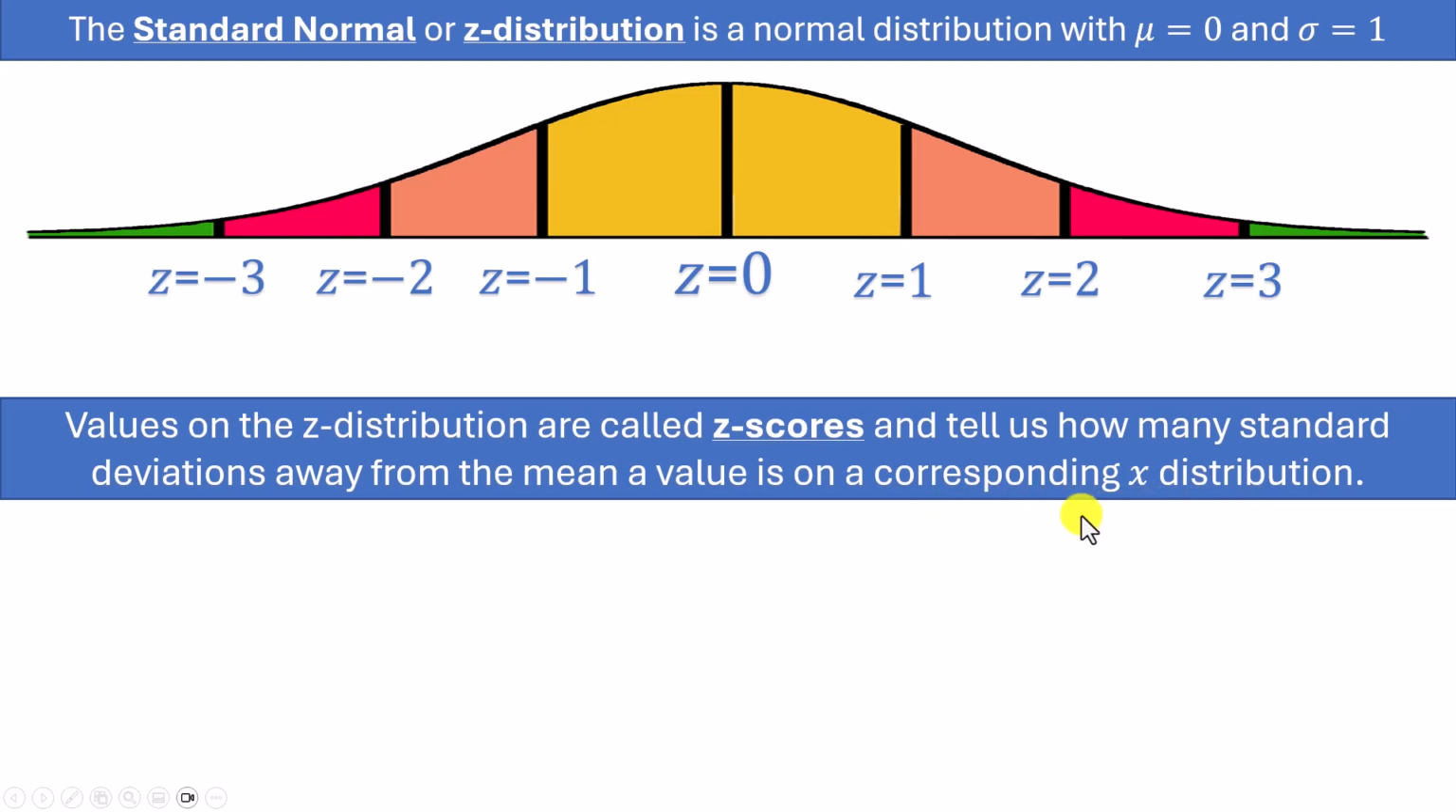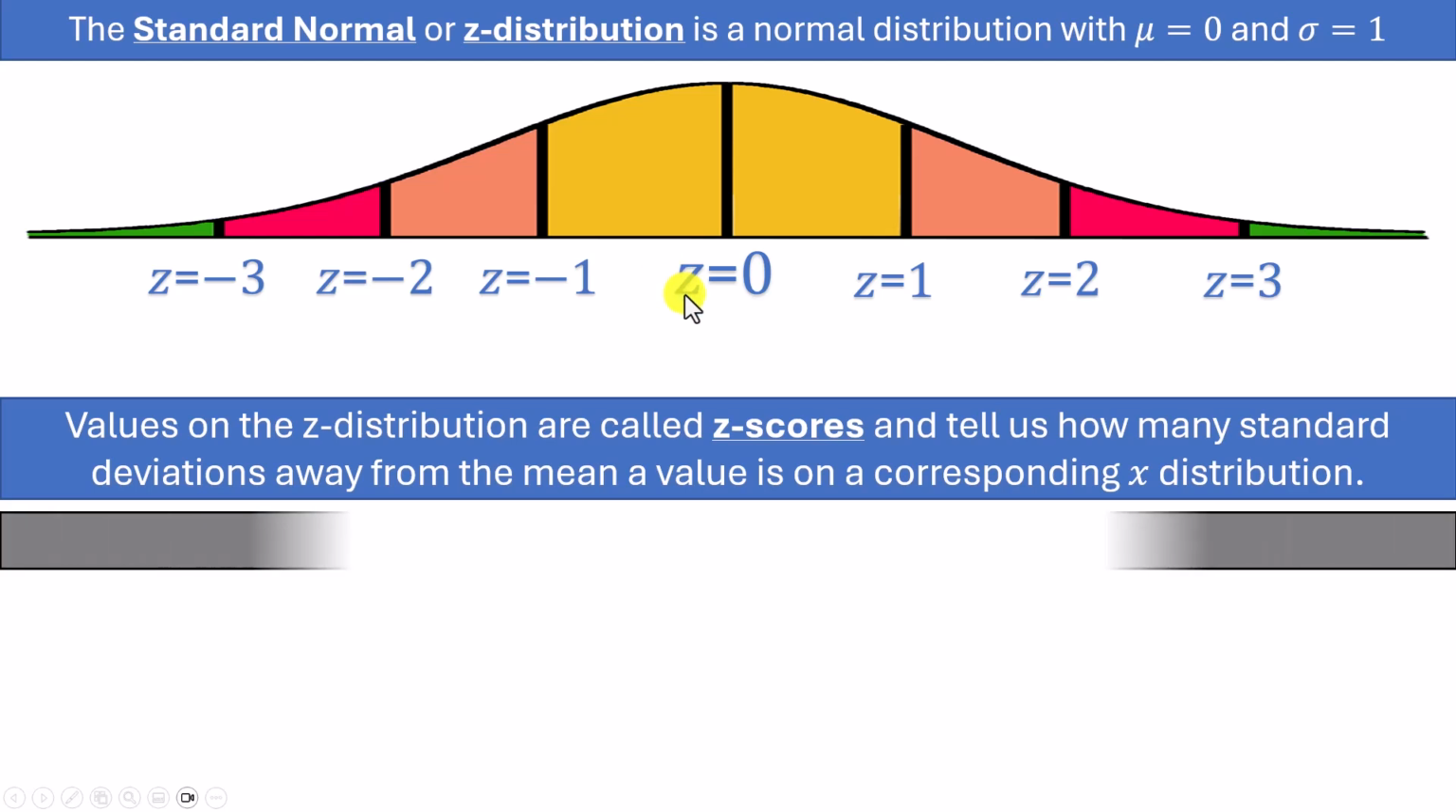So let me make this clear right now. Typically, the variable that you have collected will not have a mean of 0 and standard deviation of 1. So typically, the Z-scores are not going to relate to a variable that you're actually dealing with. Typically, the Z distribution, or standard normal distribution, is used as sort of a companion distribution to talk about some other variable. So let me give you an example of that.